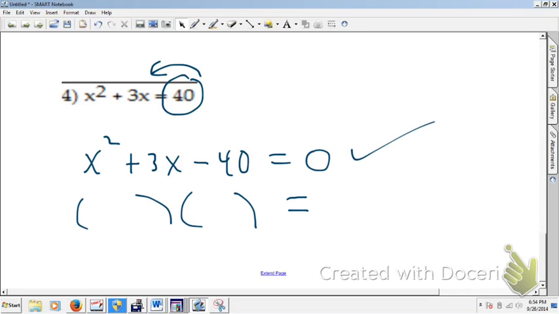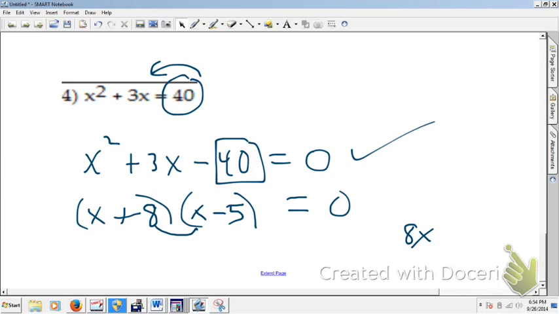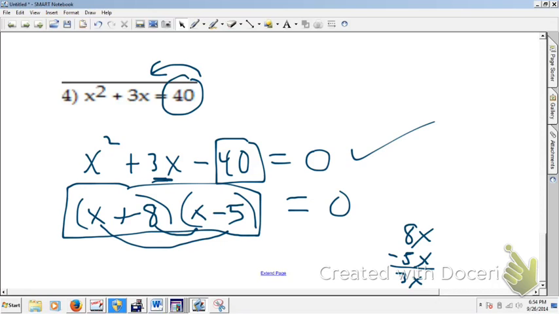Hope that it factors. Now remember, I cannot choose 10 and 4. That's not going to work. x and x, plus and minus. What else could I pick? 10 and 4 is not going to cut it. Perhaps 8 and 5. Have the 8 here and the 5 here. Inner makes 8x. Outer makes -5x. And 8 minus 5 is 3x, which is the middle term. So it's all about having it factored correctly. Once it's factored correctly, curly brace, 2 solutions, namely -8 and 5.